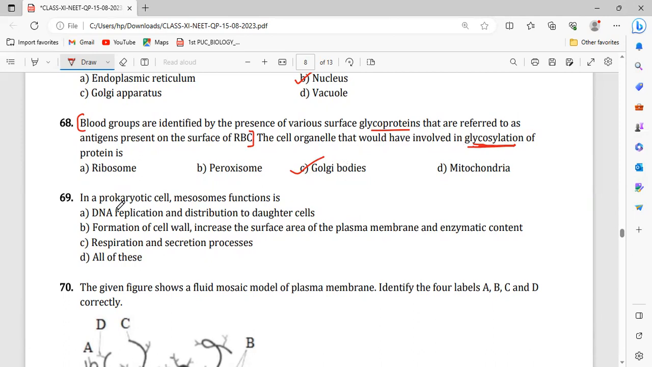So note the keywords which you had studied and try to answer. Then 69. In prokaryotic cell, mesosome function is. So here if you see DNA replication and distribution to daughter cells, this is the function. Formation of cell wall is the function. Increased surface area of plasma membrane and enzymatic content is also a function. Why? So this is the infolding of plasma membrane. When there is infolding, surface area increases. Respiration and secretion is also the function. So the answer will be all of the above.